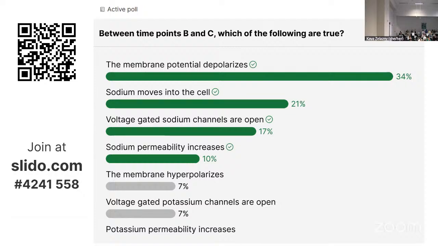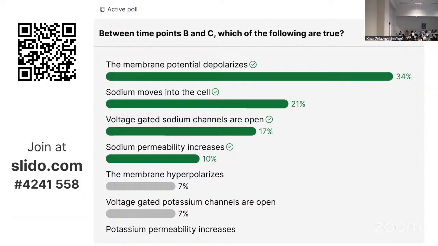Sodium is able to move into the cell because our voltage-gated sodium channels are open. We talked about the two gates on the voltage-gated sodium channel last time, the activation gate. That activation gate has opened once we hit threshold, and our inactivation gate is still also open. There's a little bit of a time delay before that second door swings closed. So those voltage-gated sodium channels are open, which is why sodium can move into the cell.